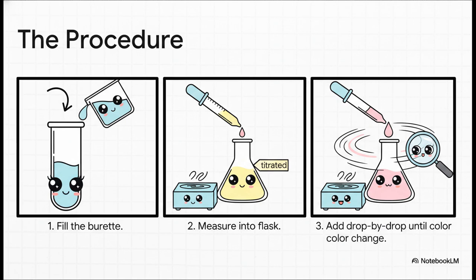And the procedure itself is very methodical. As you can see, first you fill the burette with your known titrant solution. Second, you use a pipette to transfer a precise amount of your unknown analyte into the flask. Third, you get that stirrer going, and finally, you add the titrant drop by drop, watching like a hawk for that permanent color change that tells you you've hit the equivalence point.